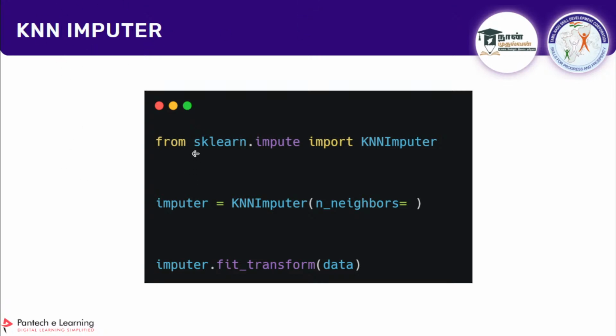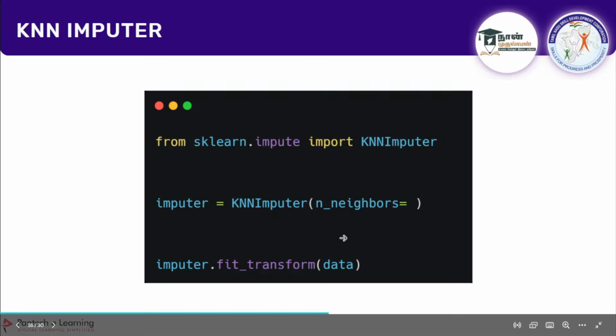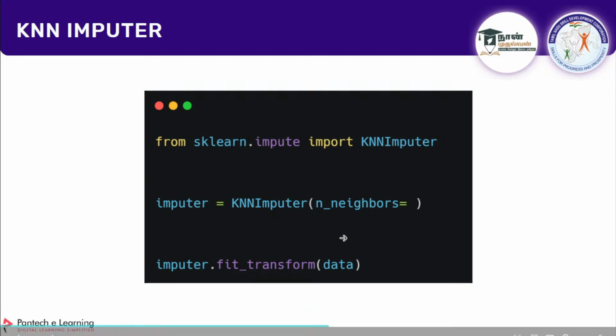To do this, you have to go from sklearn.impute, import KNNImputer. You create an object and mention as a parameter the neighbor value, and then go with fit_transform. This will replace the null values. Can we try it? Understood about how this KNN imputer is working? Can I get thumbs up, guys?